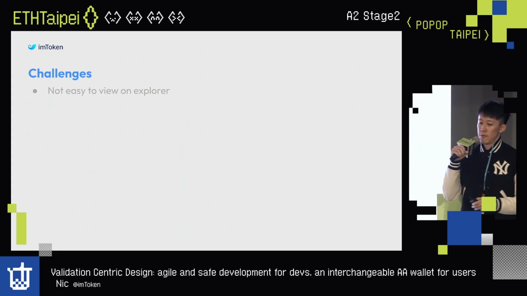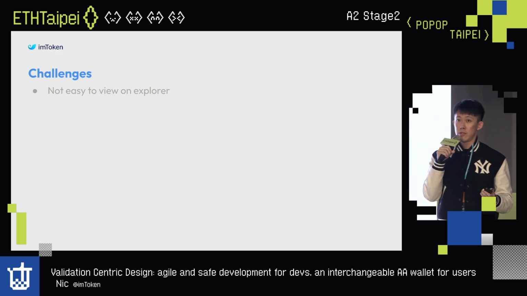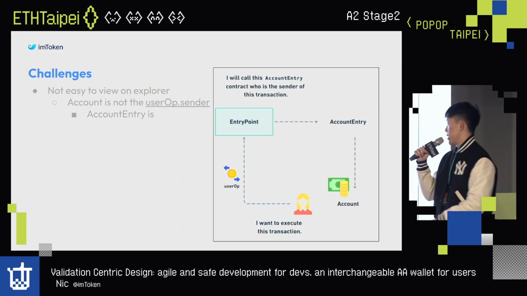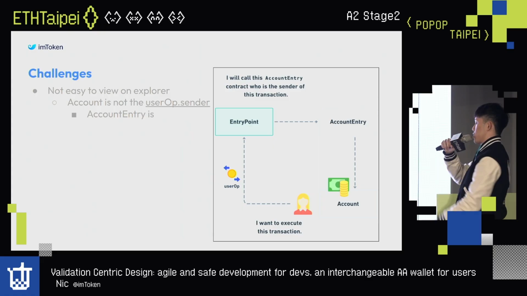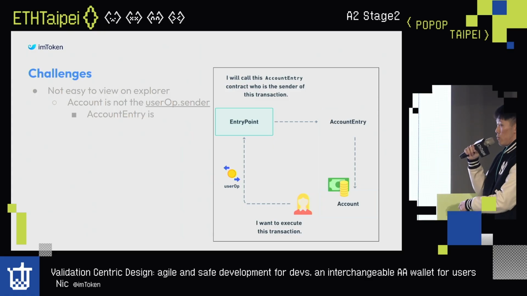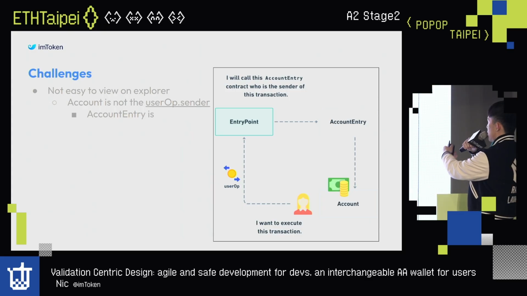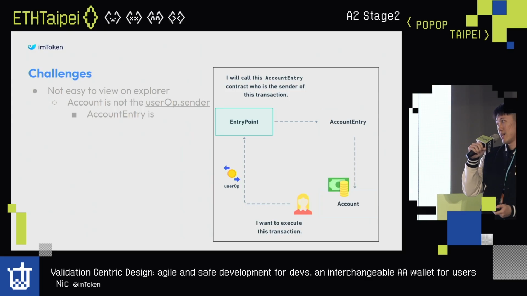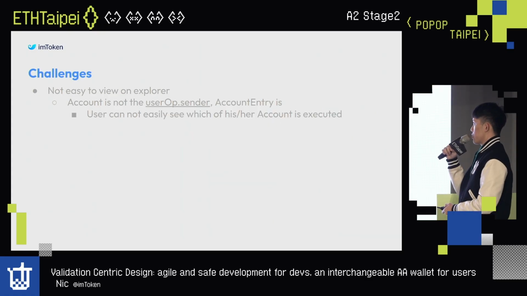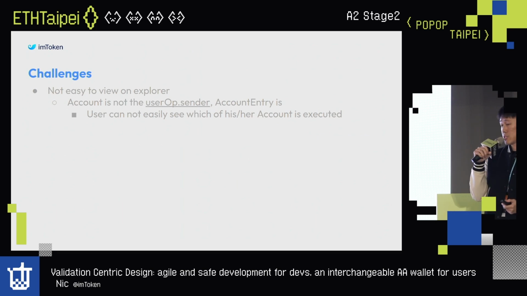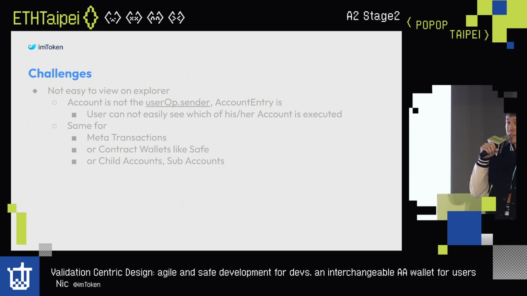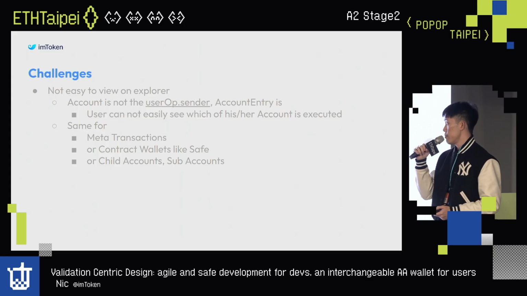This transaction flow will not be easy to view on the Explorer. As I mentioned, the account that the user recognizes is not the sender of the transaction. The sender of the transaction is actually the account entry contract. So when you put this transaction onto the Explorer, the user will see that the account entry contract is the sender, but she will probably not recognize this address. So the user cannot easily see which of their accounts are being executed. But this is indeed a problem, a less severe one, but still a problem.